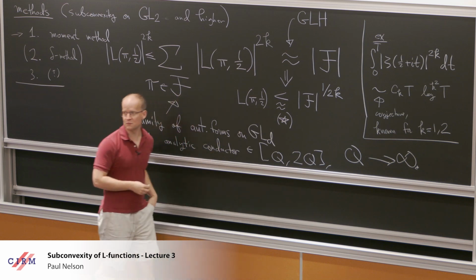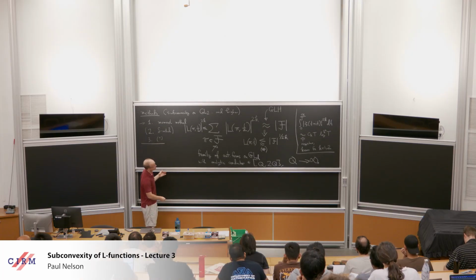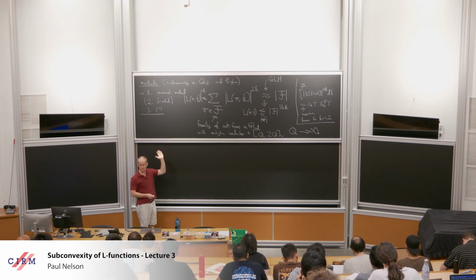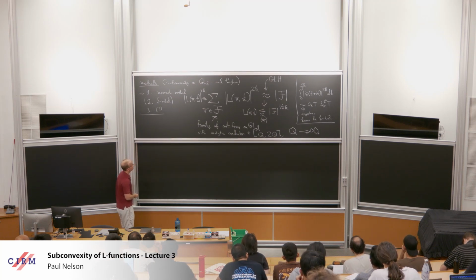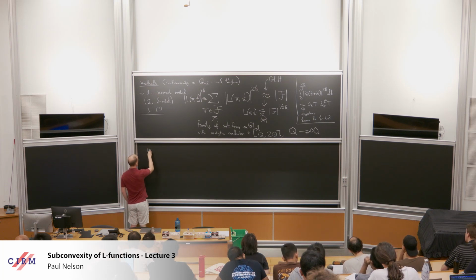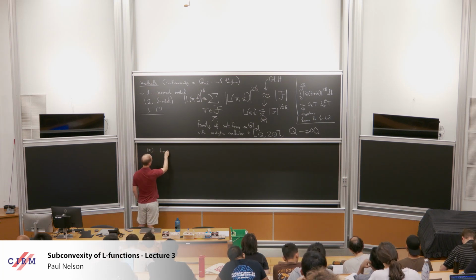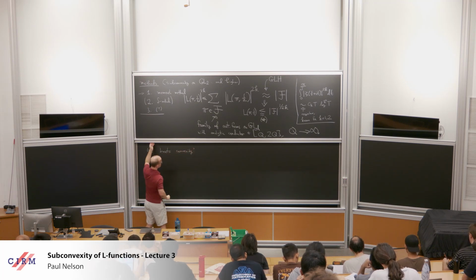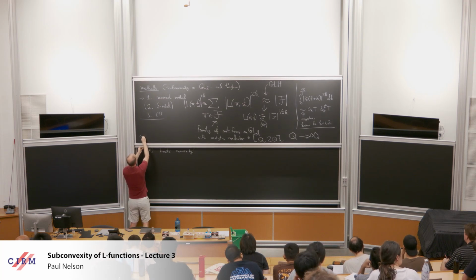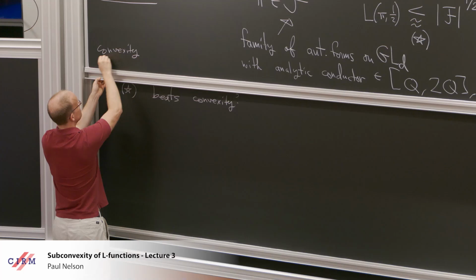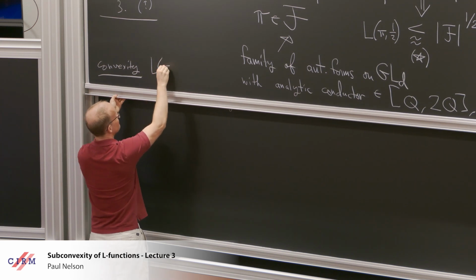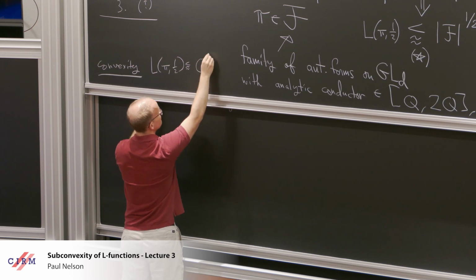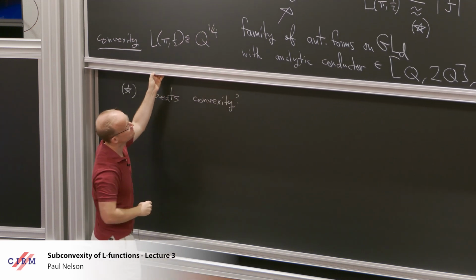So if we call that estimate star for the moment, this estimate that we say follows from GLH, but also follows from the weaker consequence given by this moment estimate. So when does star beat convexity? So we recall that convexity says that L of pi half is not much larger than q to the 1/4.